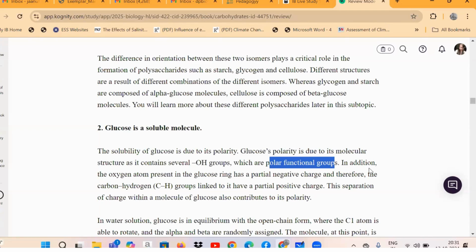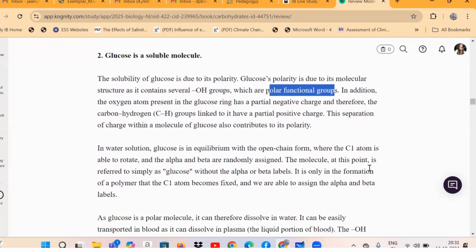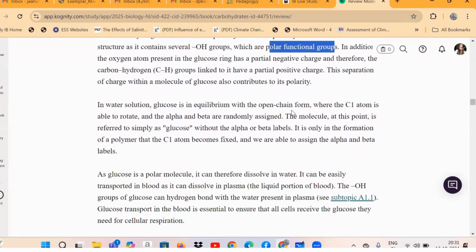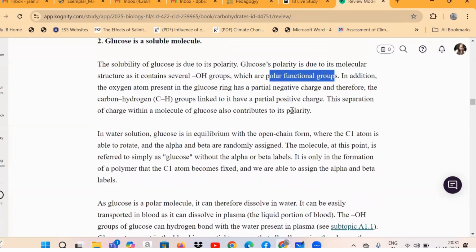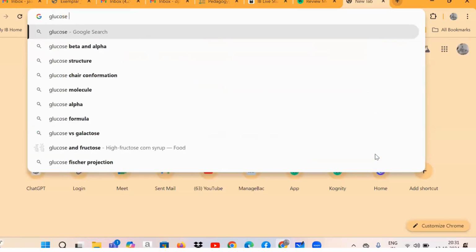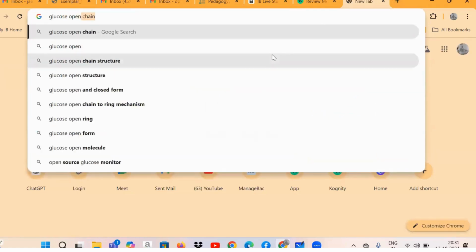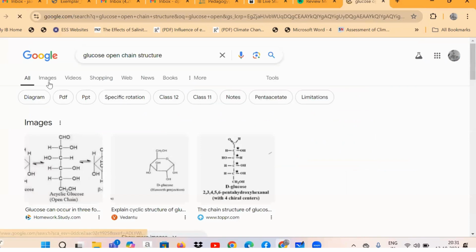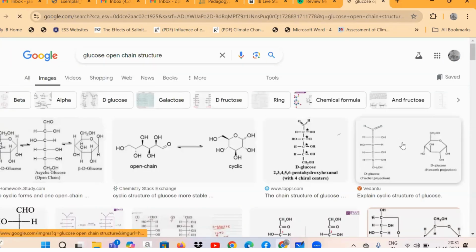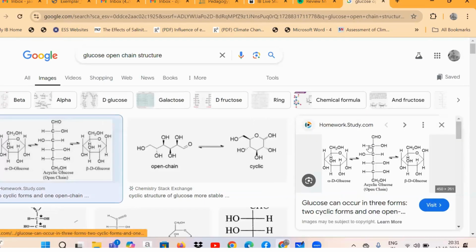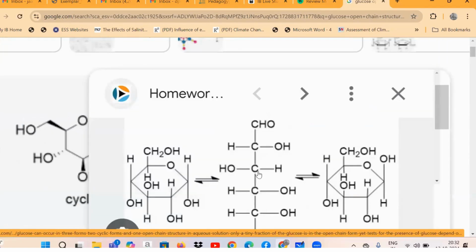Apart from this, glucose is in equilibrium with an open chain form. Have you seen the open chain structure of glucose? No. Open chain structure is not that. It will be like this. Can you see the one here? The middle one.